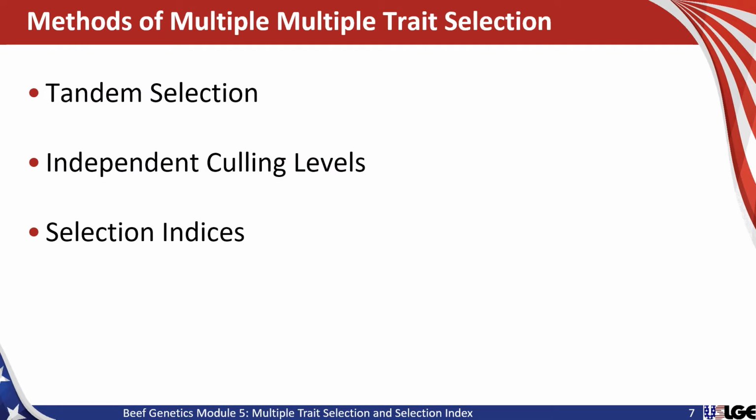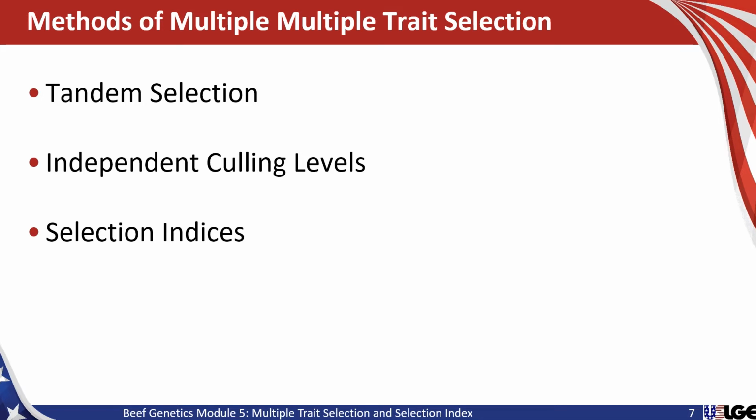So for producers wishing to enhance more than one trait simultaneously, as I believe nearly all beef cattle producers would wish to, they are forced to find a system to enable them to do that. And I've listed here the three ways that can be done. One is what we call tandem selection.